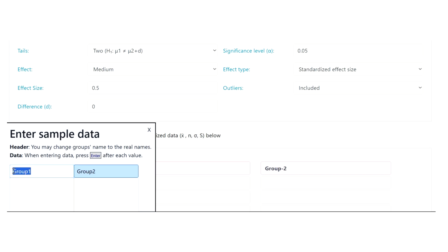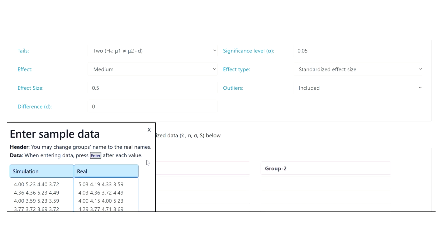Just to make it a bit more user-friendly, we will state that here we have simulated data, so data from simulation, and here we have data from real observations. And in this case, I will enter or copy-paste the data. So let it be that this one is simulated data, and the following one will be the real data.